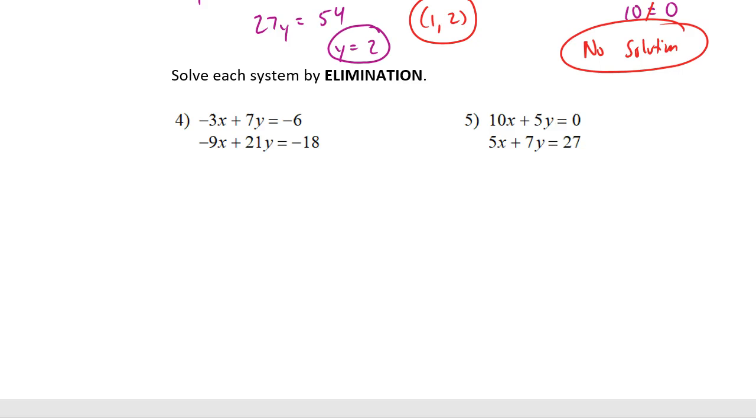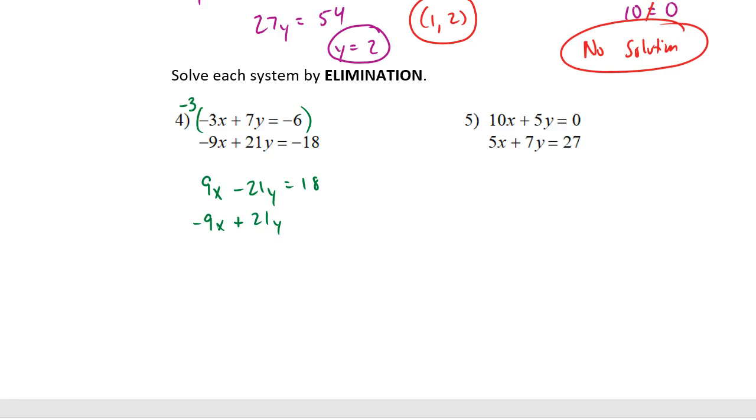Let's say I look at this and think, oh, I want to get rid of the x's. Well, this is a negative 3x. Remember, in order for those to cancel out, I need them to be the same coefficient with opposite signs. So I need that to be a positive 9. To make negative 3 into a positive 9, I'm going to multiply everything by negative 3. So that would be a positive 9x minus 21y equals a positive 18. And the other equation, we don't have to do anything to right now.